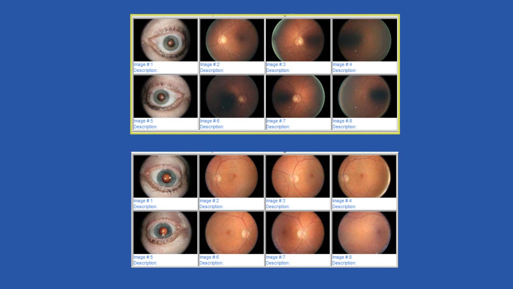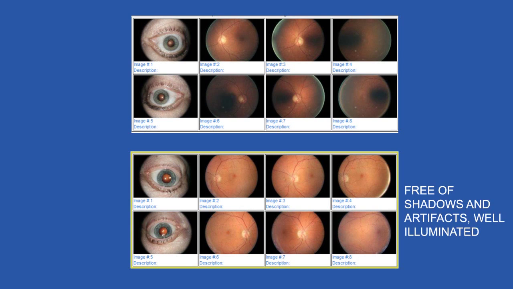The case on the top is from a patient that has not been dilated. Note that the photos are dark and there is no photo of the left eye that adequately illuminates the macula. This set of photos would be graded as insufficient for full interpretation by the consultant and would likely have to come back for re-imaging or be sent for a dilated eye exam. The patient in the case on the bottom was dilated. As you can see, all of the images are free of shadows and artifacts and are well illuminated.